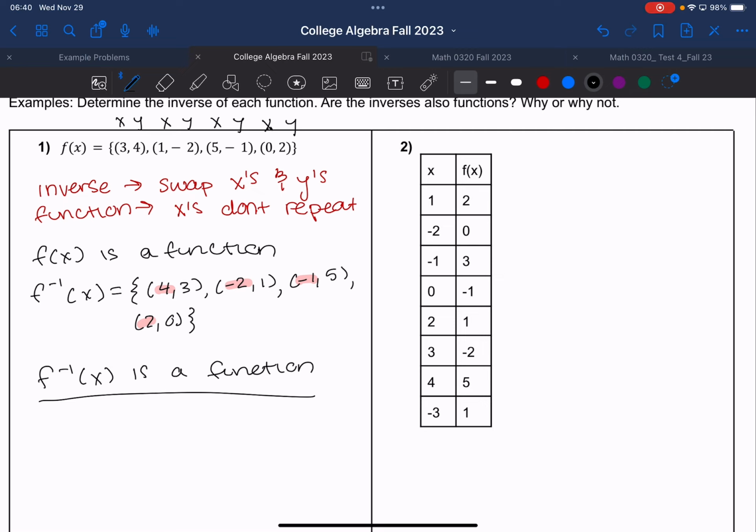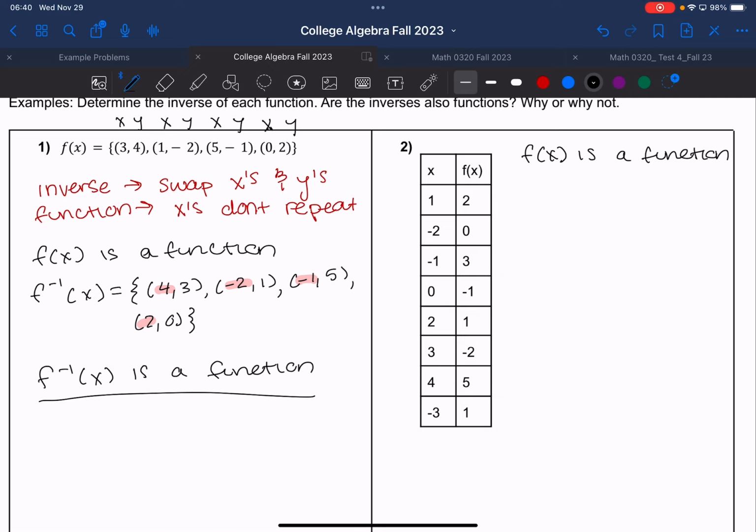Okay, so looking at this table, is this a function or not a function? The original one is a function. Good, because none of the x values repeat. So I'm going to say f of x is a function. This is the original one.